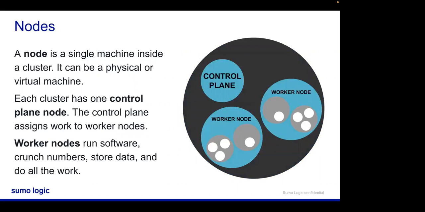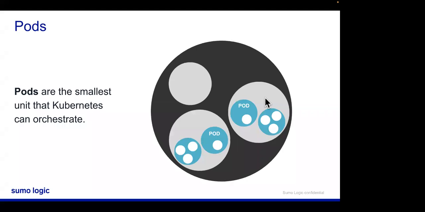My nodes, as I said before, are typically the single machines that I have in here. And because of Kubernetes, if I need to expand another node, I can certainly do that. My worker nodes run my software, crunch my numbers, store my data, do whatever they've got to do. Think of them as a system. Think of them as an environment.